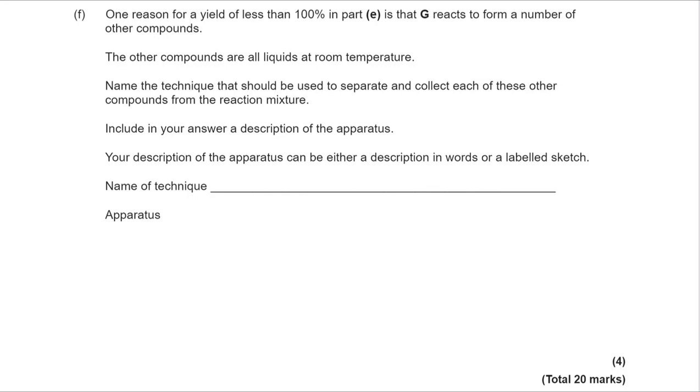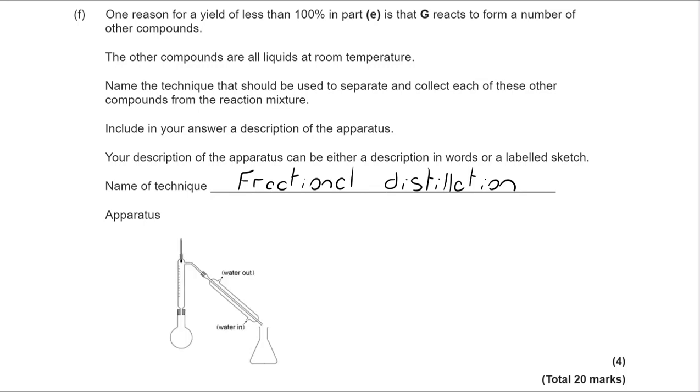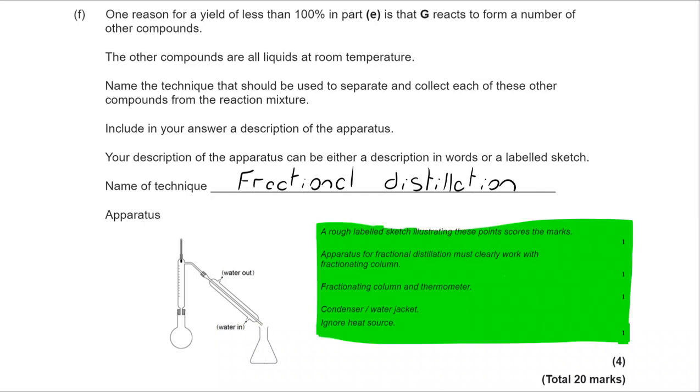So what you've got to do here is apply your knowledge of how we've previously separated liquids. And the way we do that is fractional distillation. In terms of the apparatus, I've added on here what you might be looking for. You would need all of the key components, and I'm going to highlight what those key components are, either to show on the diagram or to do in writing.